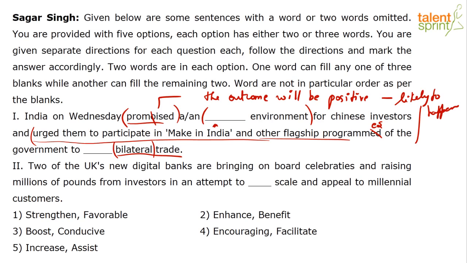They are not providing or they are not promising an encouraging environment. That doesn't make sense. They are promising either a favorable environment or conducive environment, right? That's the collocations. Now out of the collocations, Nayan, very good. The collocation is conducive environment, given the context and given the meaning. What is conducive? If I say something is conducive, I'm saying, boss, this can be the likely outcome. What is the likely outcome? That we will promote bilateral trade between you and us, between India and China.